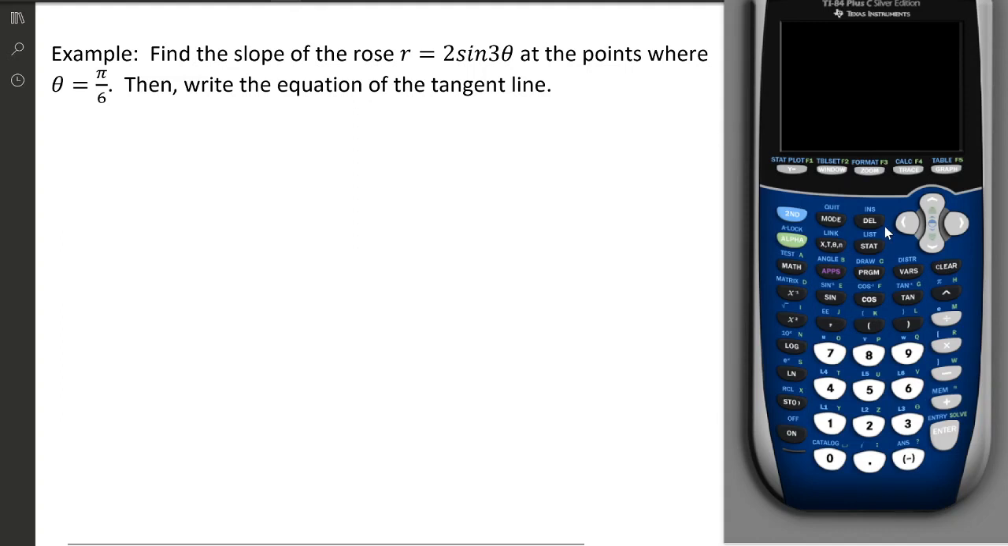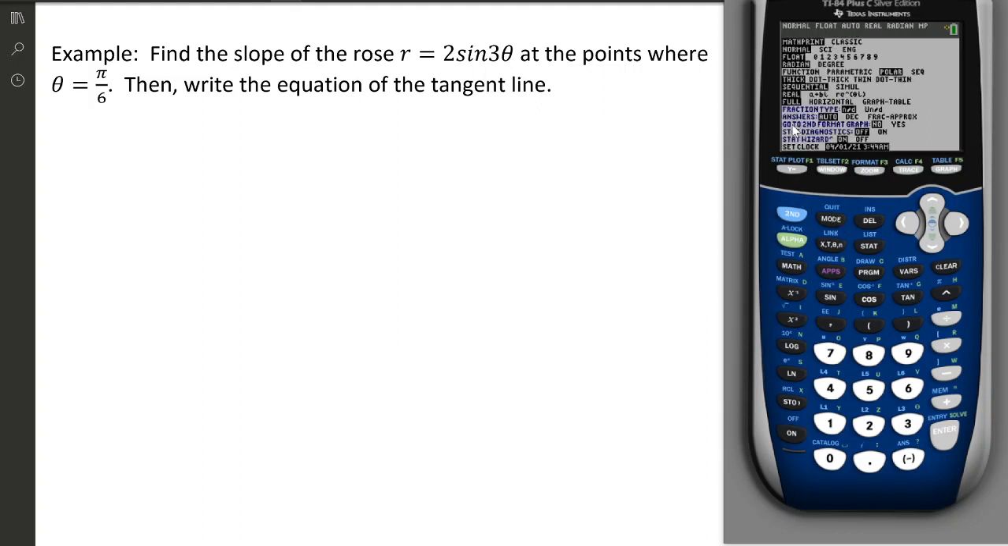So again, if I'm going to graph something on my calculator, I need to make sure it's in polar mode. So I'm going to go to my mode and arrow down to right below, make sure it's in radian mode, and make sure that polar is highlighted. If it's not, I'll just highlight it and hit enter. And then when I go to my y equals screen, I can clear out whatever's already there and enter my equation. So 2 sine 3 theta.